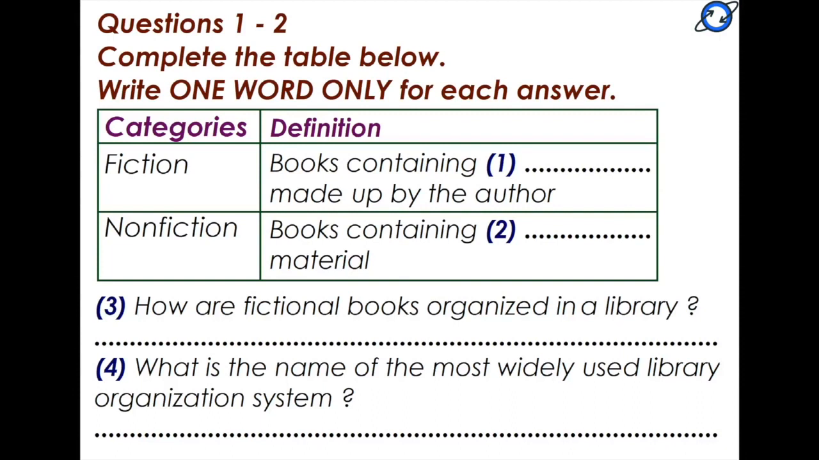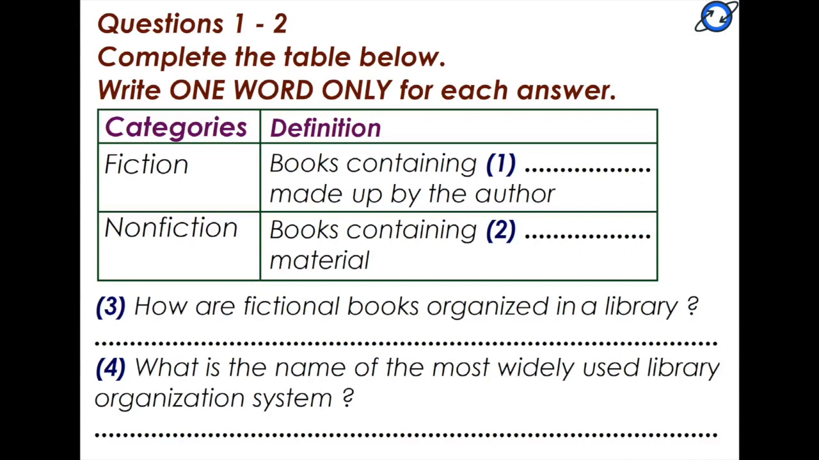All the books in a library can be classified under 2 main categories, fiction and non-fiction. Books of fiction contain stories that were made up by the author. Books of non-fiction contain factual material. When doing research, you use non-fiction books because you are looking for factual information.